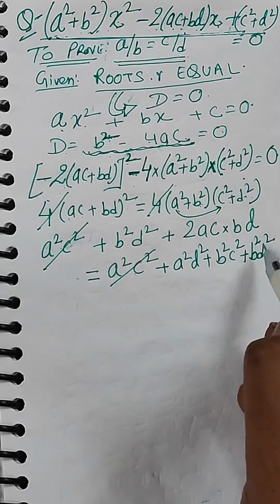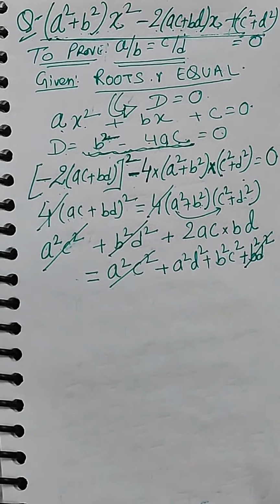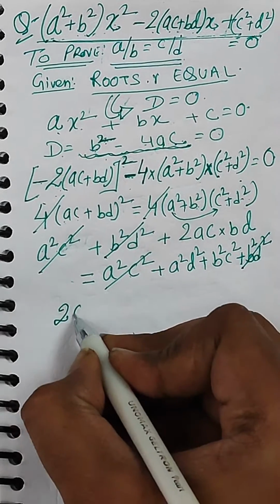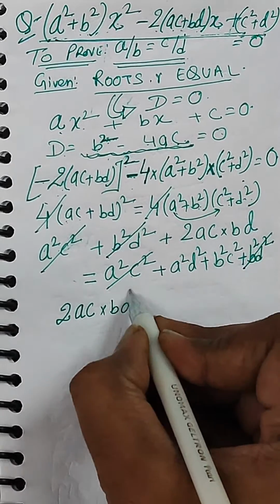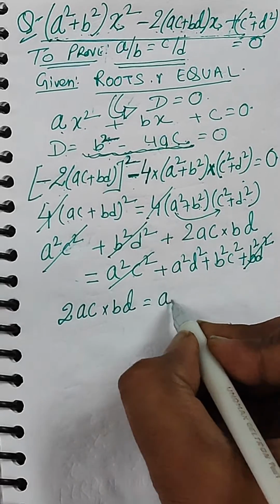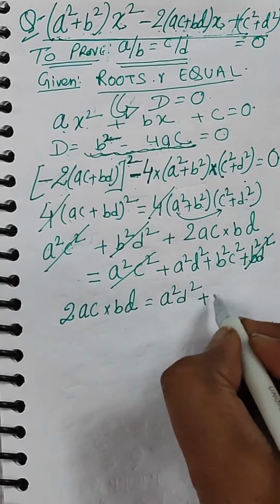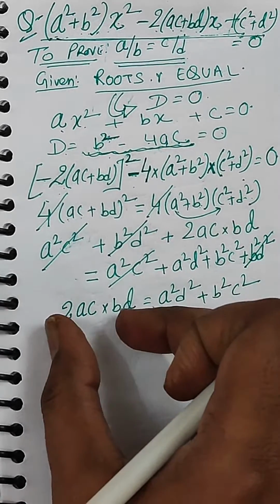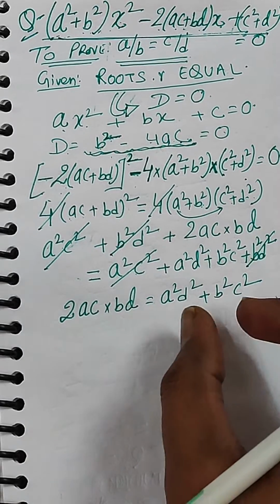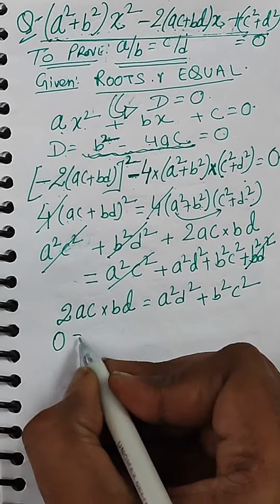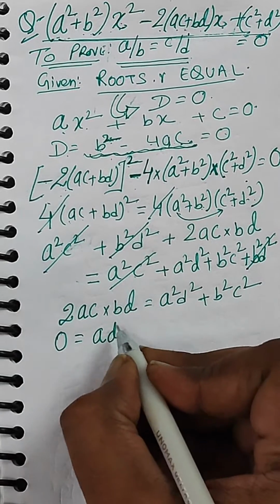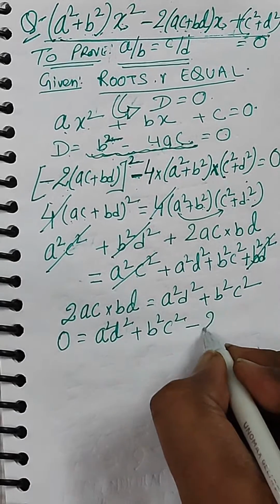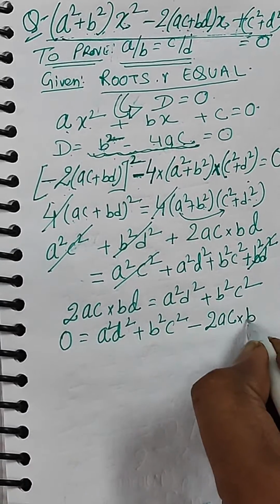So b square d square, you can see this is also cancelled out on the LHS and RHS, and we are left with 2 AC into BD is equal to a square d square plus b square c square. Right? Now when you just bring this term into the LHS, then we can write 0 is equal to a square d square plus b square c square minus 2 times AC into BD.